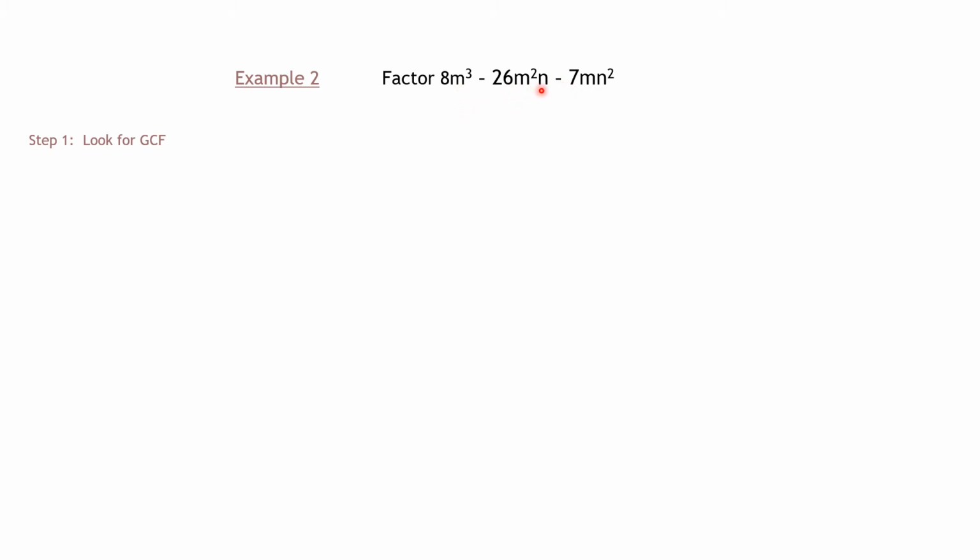M cubed, M squared, and MN. Yeah, there's an M that is common here. So let's take that out first. Take out the greatest common factor of a single M. We're dividing out an M. That leaves us with 8M squared minus 26MN minus 7N squared.